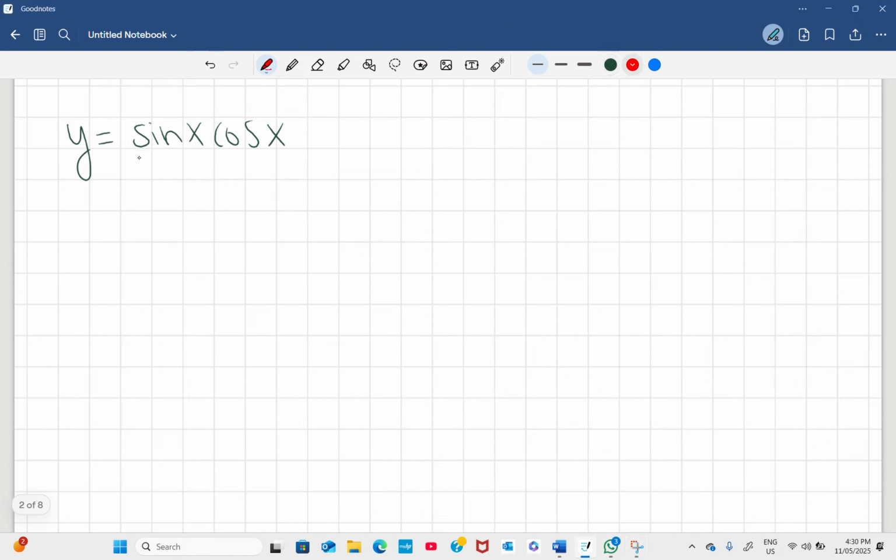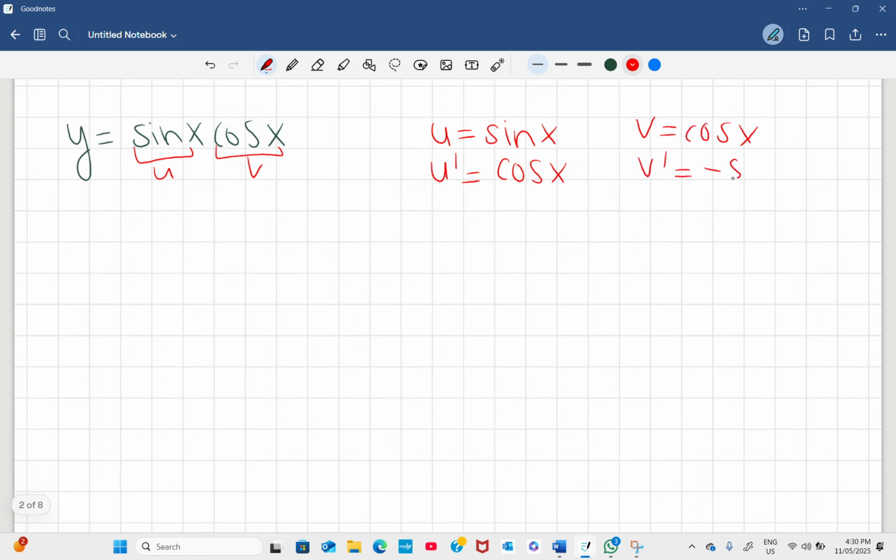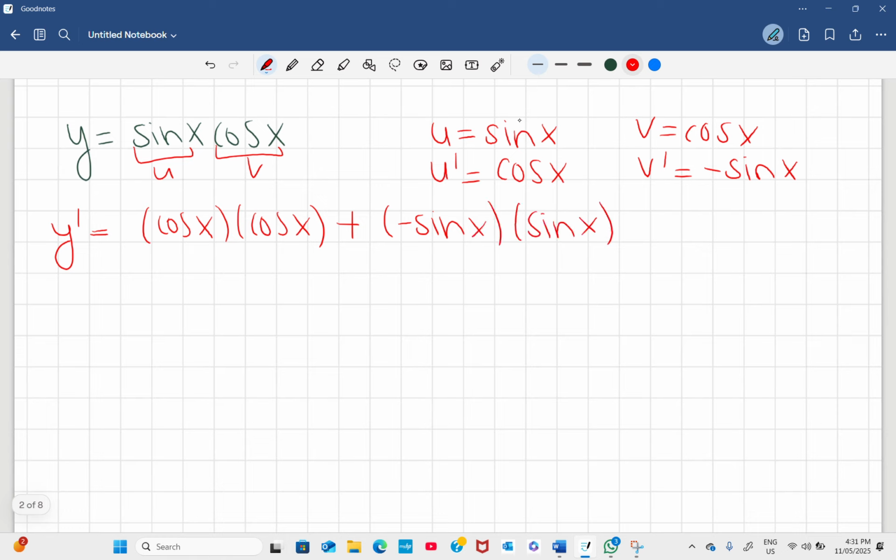I have my u and v, so this is my u, this is my v. U is equals to sine x, u prime is cosine x, my v is cosine x, and my v prime is negative sine x. Now I'm gonna apply the formula. Y prime is equals to u prime v, which is cosine x into cosine x, plus v prime u, which is negative sine x multiplied by sine x. So my answer is gonna be cosine squared x minus sine squared x.